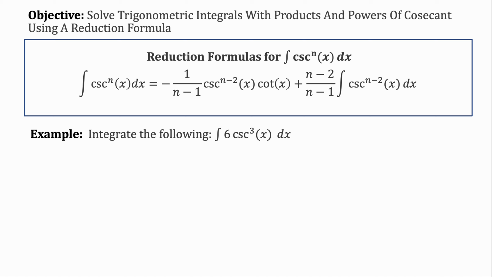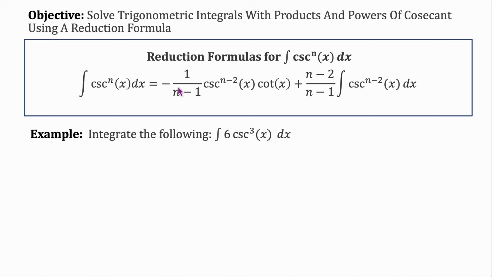In this video, we are going to solve trigonometric integrals with products and powers of cosecant using a reduction formula. Now you'll notice here we have a power on our cosecant that we're going to use n as our variable. That n would have to be greater than or equal to 2 for us to use this formula, although greater than 2 would probably be a little more effective use of this formula.